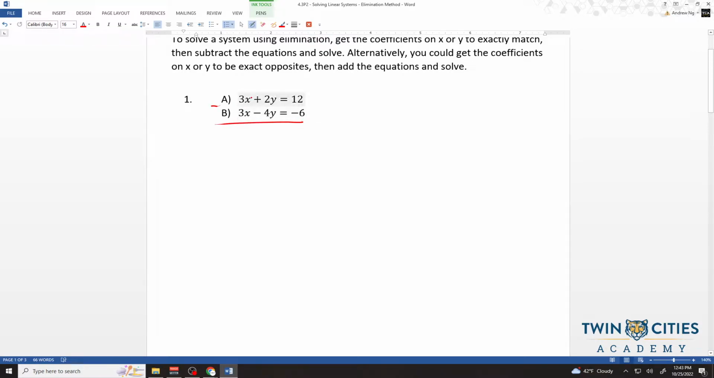When I do that, I'll see 3x minus 3x is going to go to 0. And what I'm left with, 2y minus negative 4y, subtracting a negative, so careful with your negatives here. That's going to make 6y equals 12 minus negative 6, which is going to be positive 18. Now let's divide both sides by 6. And I'll get y equals 18 divided by 6, which is going to make 3.